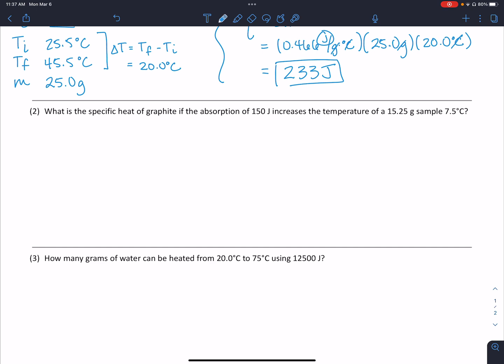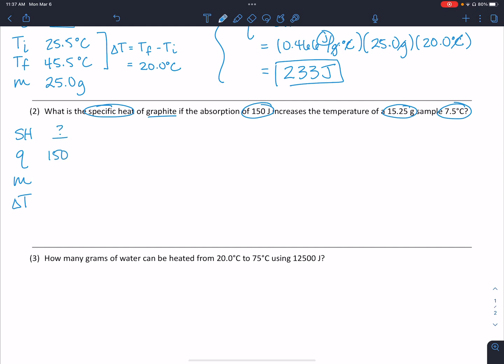This time it's asking, what is the specific heat of graphite if the absorption of 150 joules increases the temperature of a 15.25 gram sample by 7.5 degrees Celsius? So again, specific heat, we've got Q, mass. This time it doesn't give us an initial and final temperature, it just tells us the temperature change, so delta T. Our specific heat is unknown.